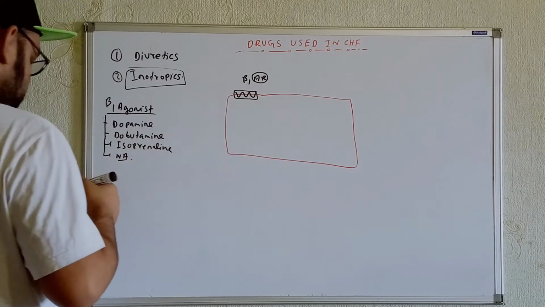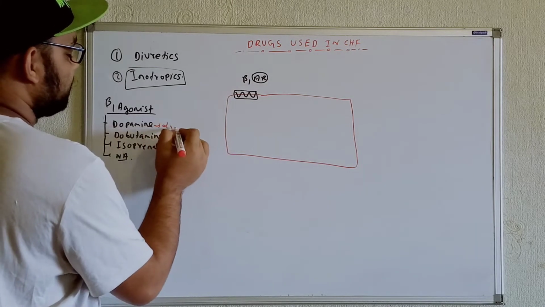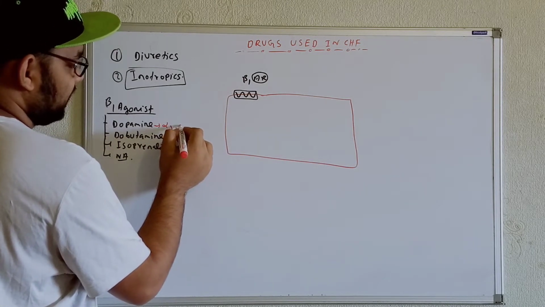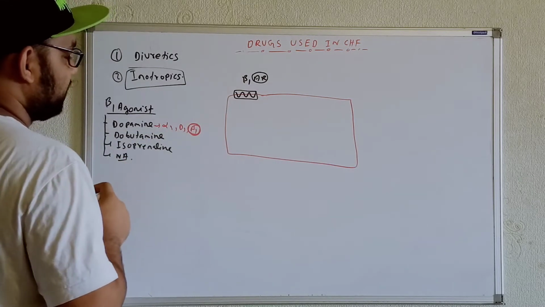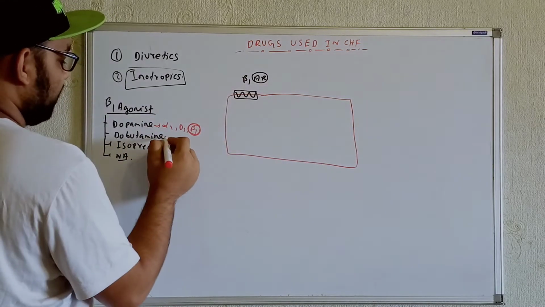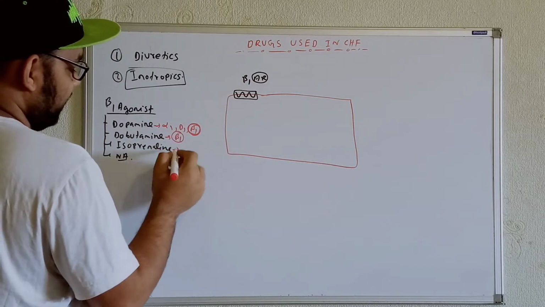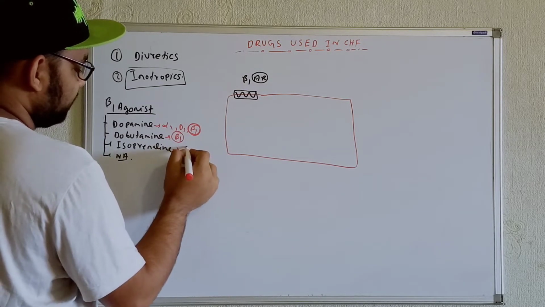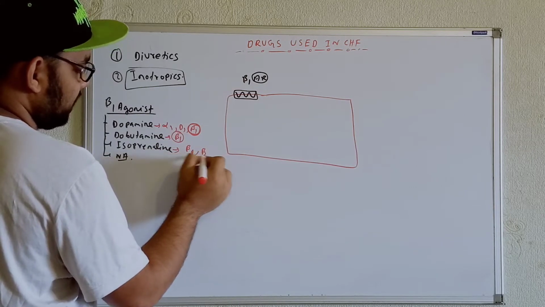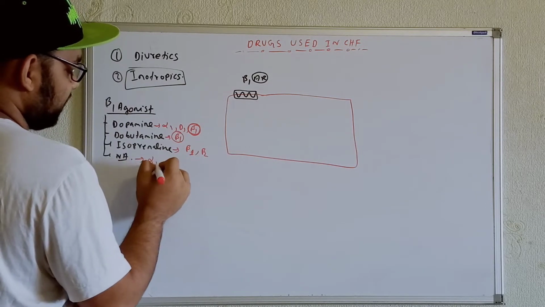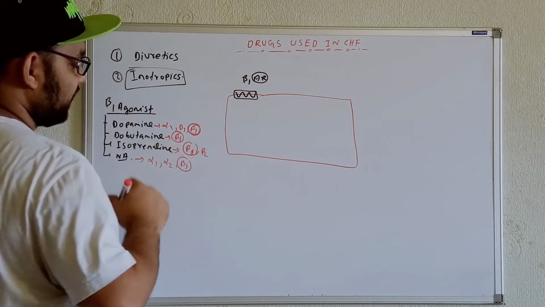Now see, dopamine acts where? In terms of the alpha 1 receptors. That acts also on D1 and beta 1. Dobutamine acts only on beta 1. Isoprenaline acts where? In terms of beta 1 and beta 2. And what about noradrenaline? It acts on alpha 1, alpha 2 and beta 1. Now see, everywhere beta 1 is present, so we can use these drugs.